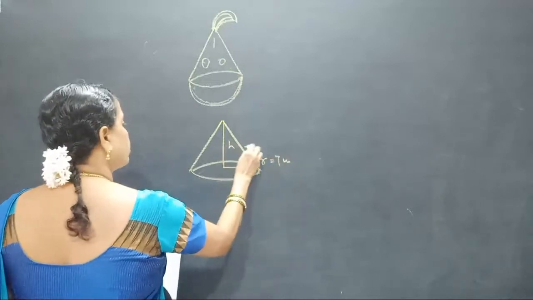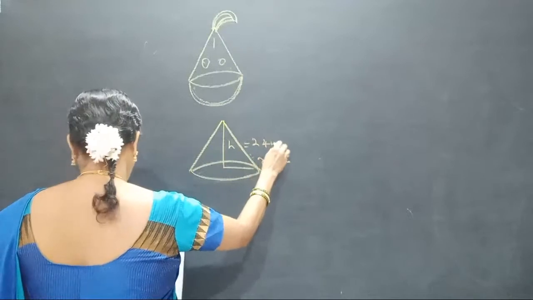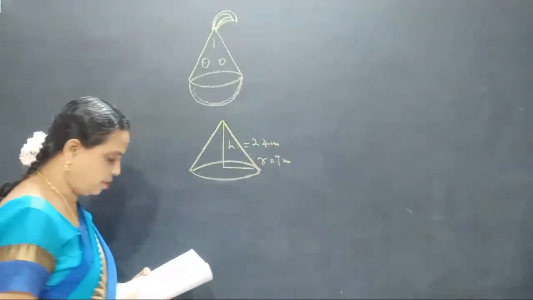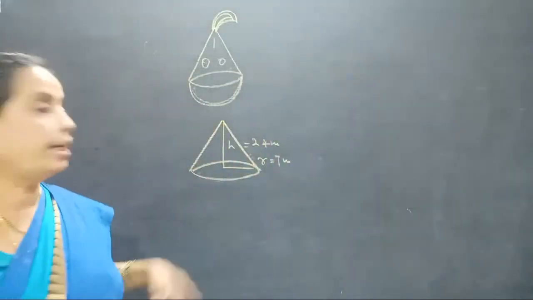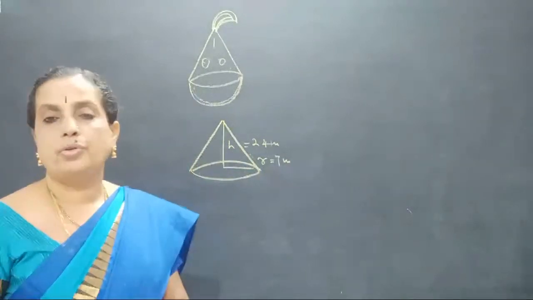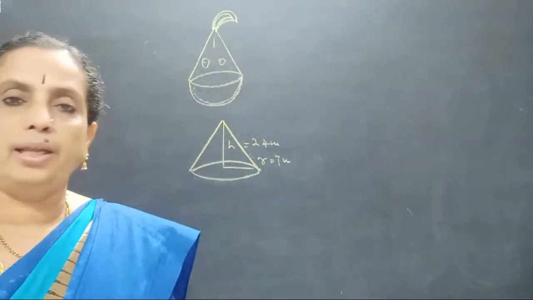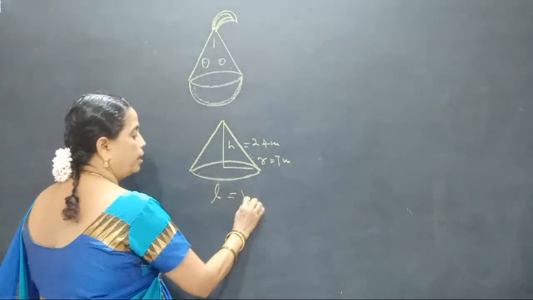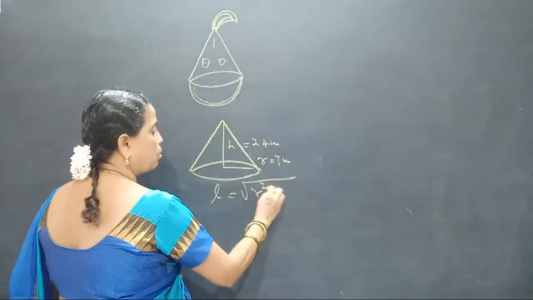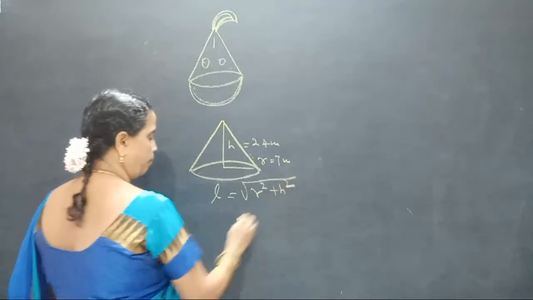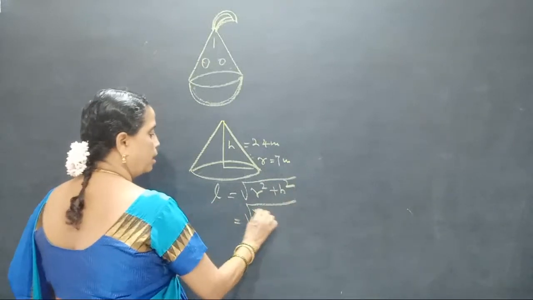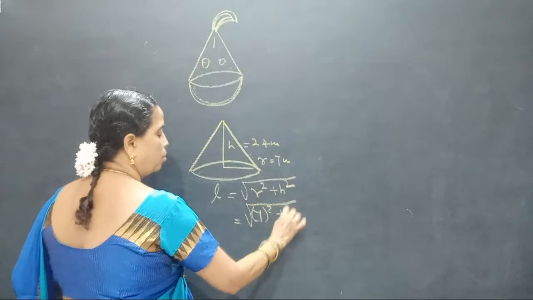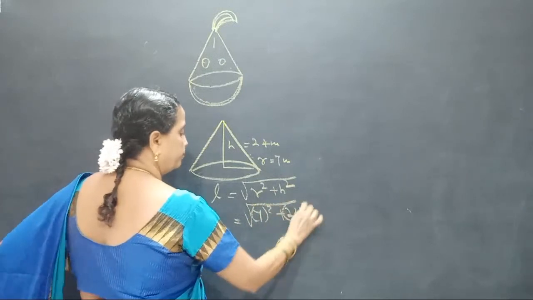A joker cap is in the form of a cone of base radius 7 centimeter and the height is 24 centimeter. Find the area of sheet required to make 10 such caps. Since it is conical in shape, to calculate the curved surface area, we require its slant height, that is root of r square plus h square. You will get root of 7 square plus 24 square.